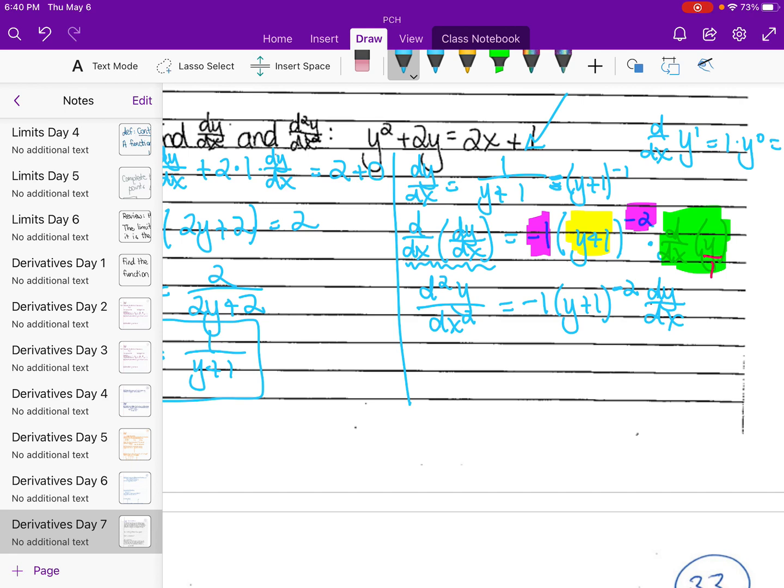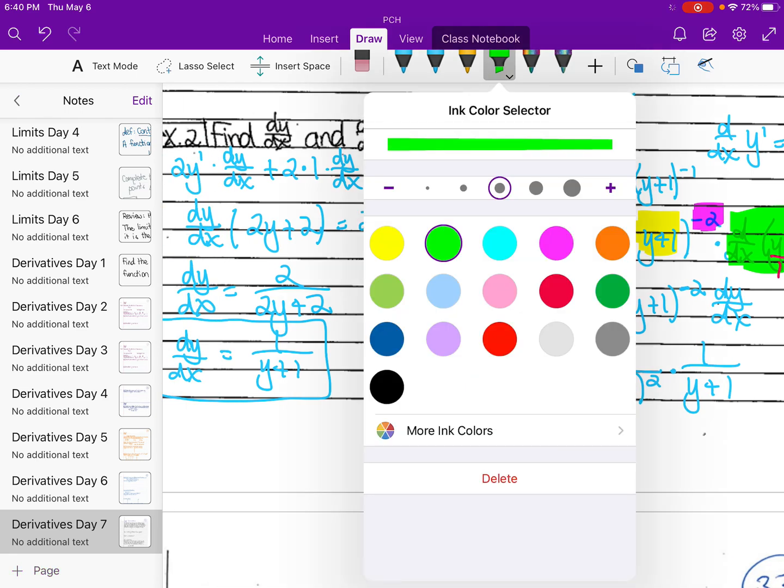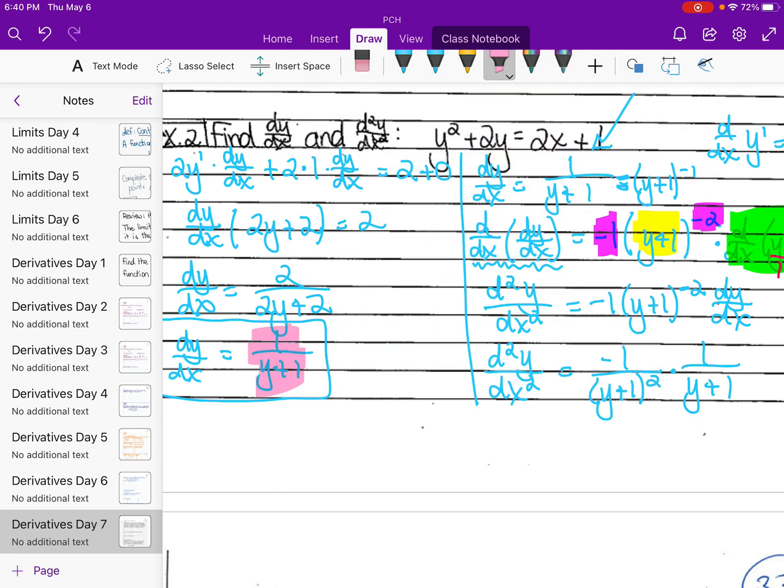So we're going to take that dy dx equation. I think I'm going to use a highlighter. We're going to take the dy dx equation right here and sub it in right there.